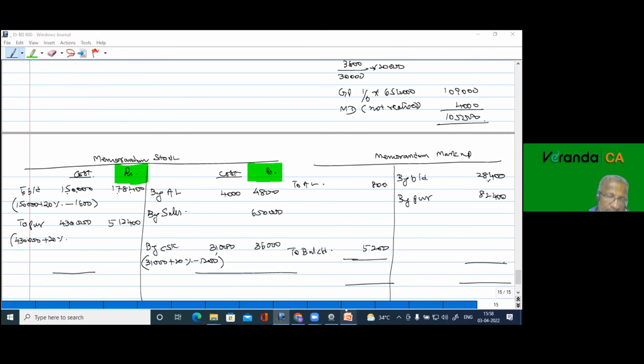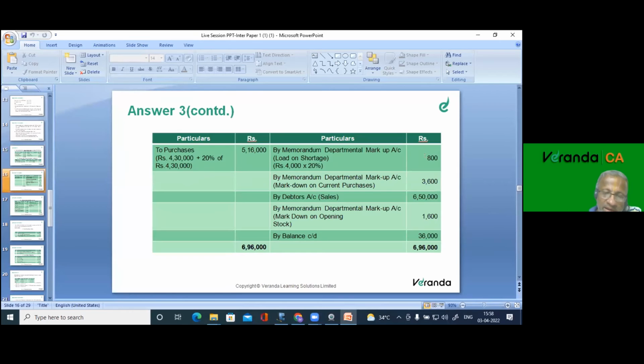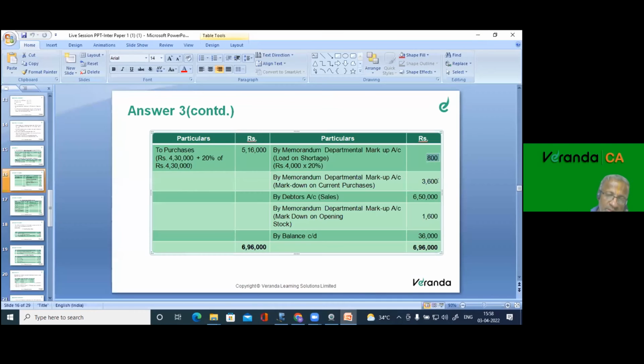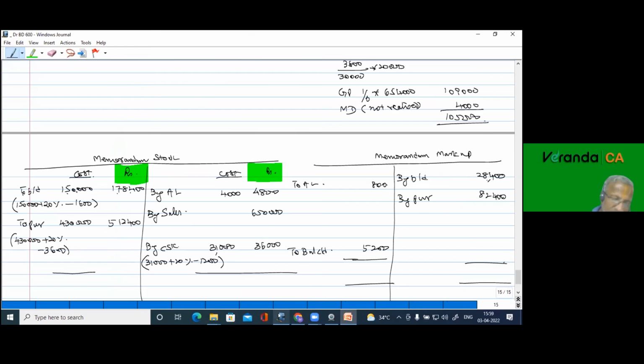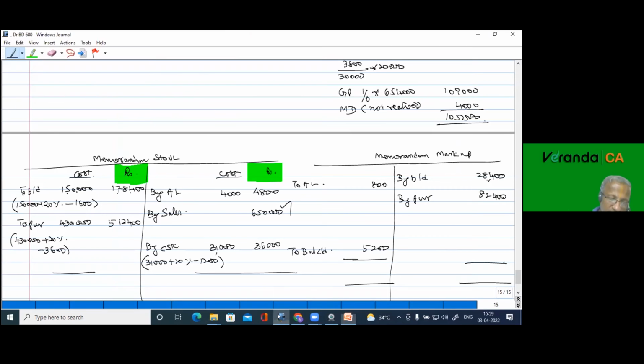So 4,000 and 800. Okay. Then current purchases minus 3,600. That is what you find. 3,600 we have found. Sales 6,50,000. 36,000, and it will automatically agree.